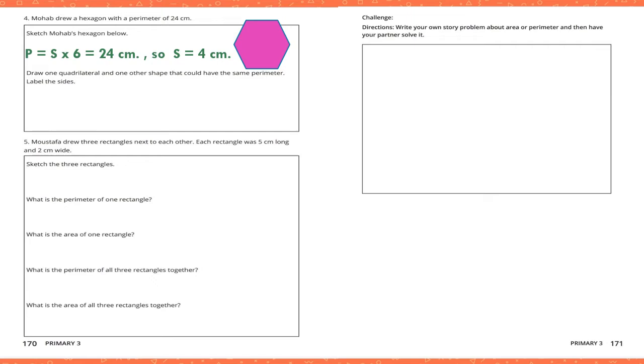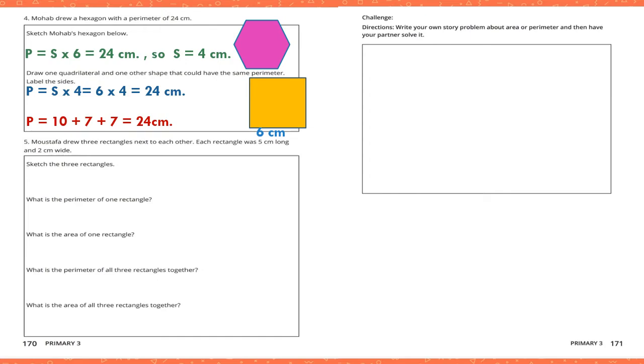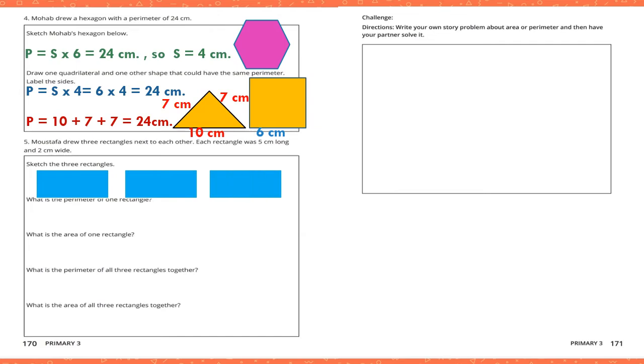So we can draw a square. And the perimeter of the square is side length times 4. So 6 times 4 equals 24 centimeters. And we can draw a triangle as the other shape. So we will add 3 numbers to get the perimeter of 24 centimeters. So it can be 10 plus 7 plus 7 equals 24 centimeters. Now we will solve the other one as homework.